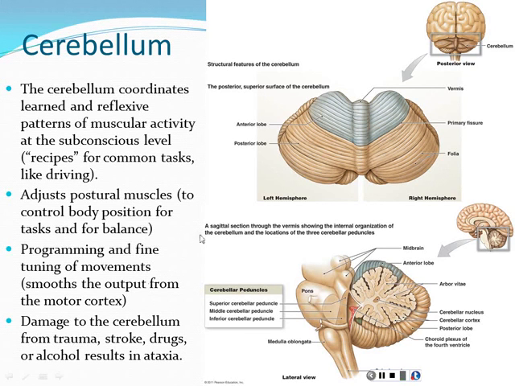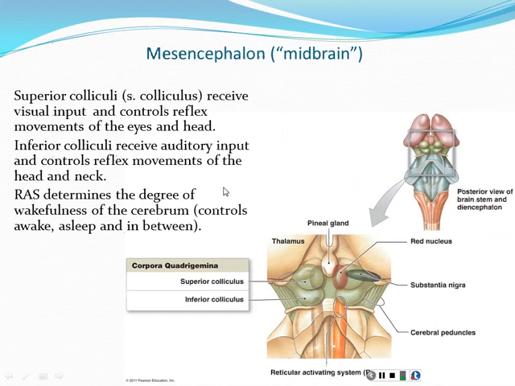All right. So the cerebellum can get damaged in a variety of ways: trauma to the back of the head, stroke, and many drugs and alcohol can directly affect the cerebellum. And typically, they all result in the same thing, and that's ataxia. Ataxia just means difficulty walking because of a lack of balance or control or coordination, like the drunk person. All right, so cerebellum.